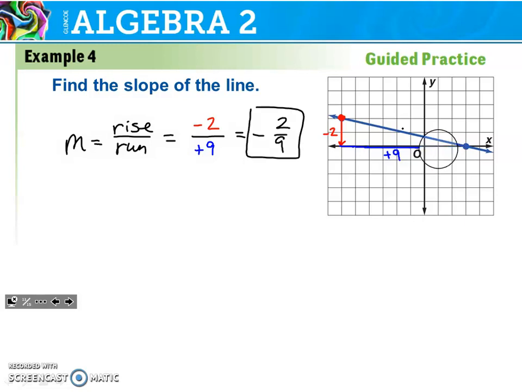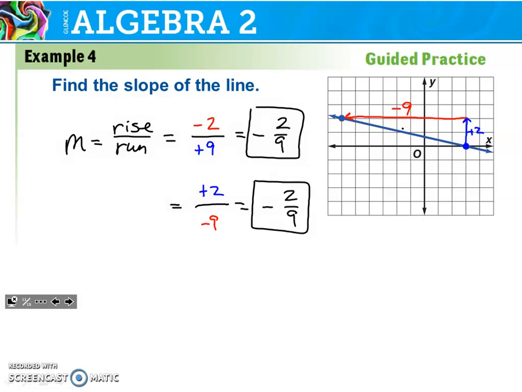Okay? Some of you guys might have started with this point here, and you went up 2, and then you went to the left 9. So since I went to the left 9, that is a negative 9. So yours would have looked like positive 2 over negative 9. What's a positive 2 divided by a negative 9? That is negative 2/9. Still get the same answer. Okay? So negative 2/9 would be the slope of that line there.